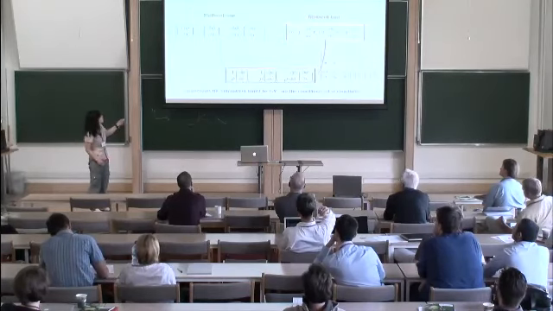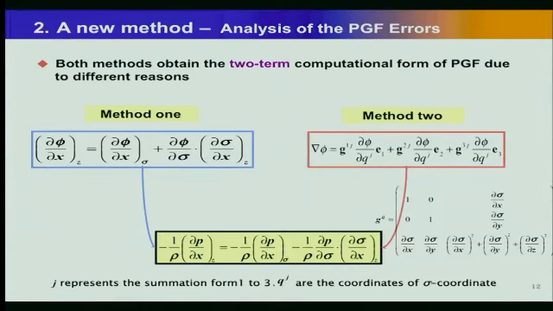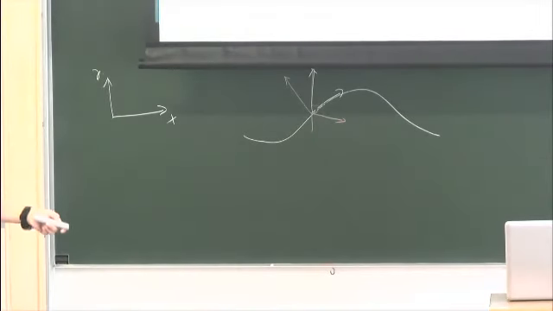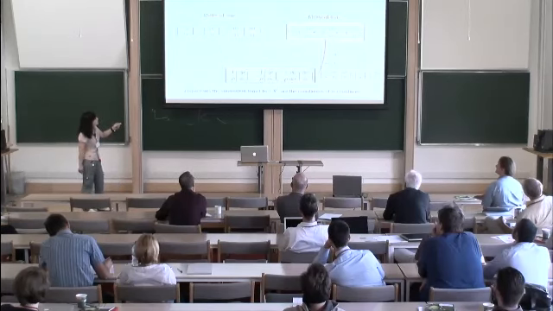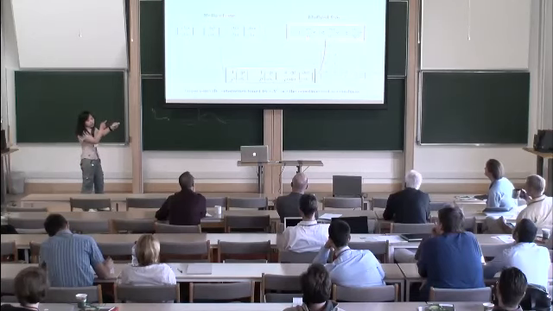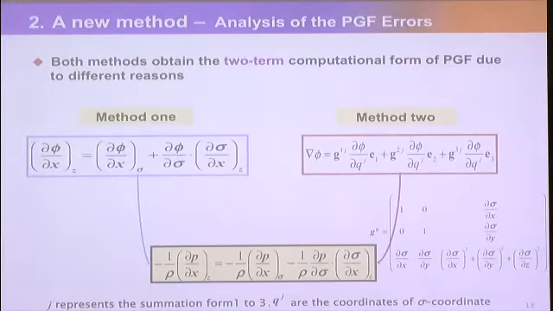So we continue to the categorizing. In the second method, there are 2 terms of computational form of PGF too, but the reason is different. We can see that when we use the covariant, this white one, there is a summation in every direction, and unfortunately, the contravariant metric tensor in the sigma coordinate has 2 non-zero components. So substitute this into it, and we got the 2 terms.